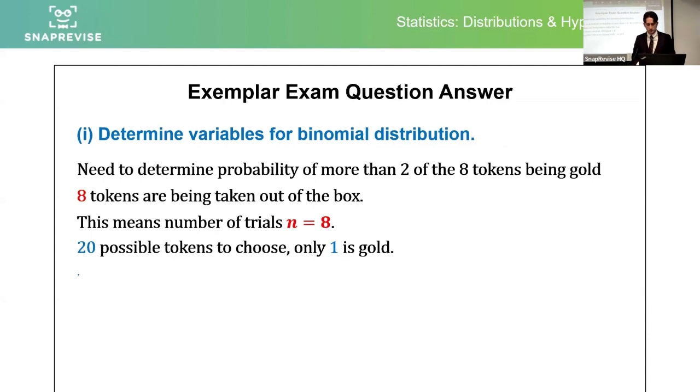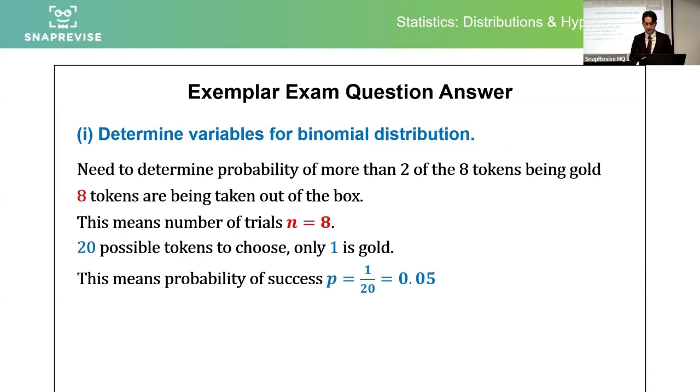So there's 20 possible tokens and only one is gold. So the probability is 0.05. The only way that this fits binomial is if you put it back in and it's the same probability every time. And that's what we're doing. So the chance of success is a 20th each time that you pull out the gold counter. Okay, so that's p, that's the probability of success.